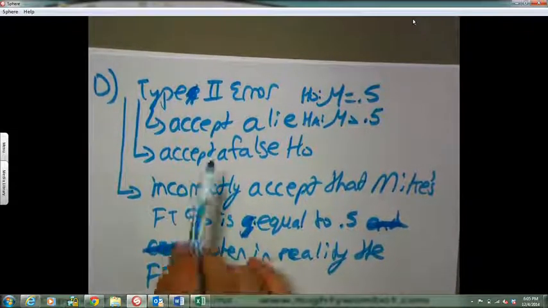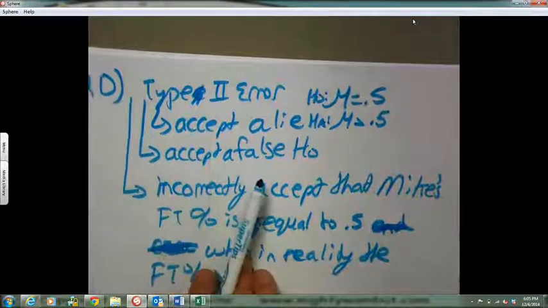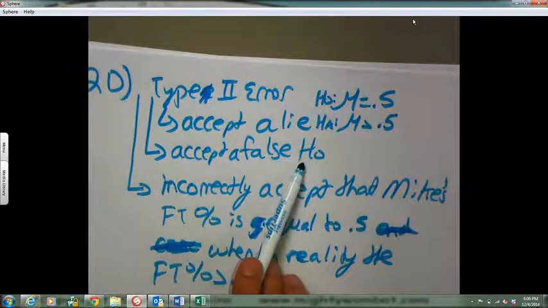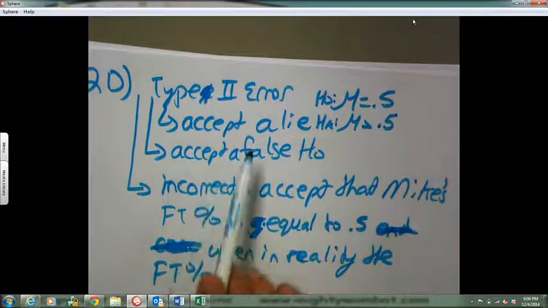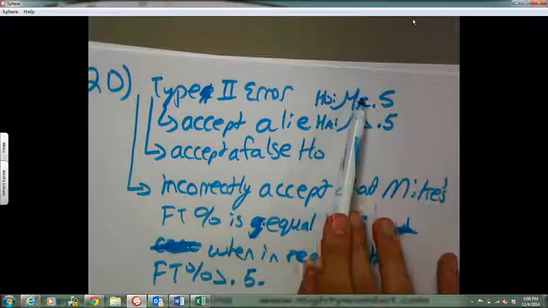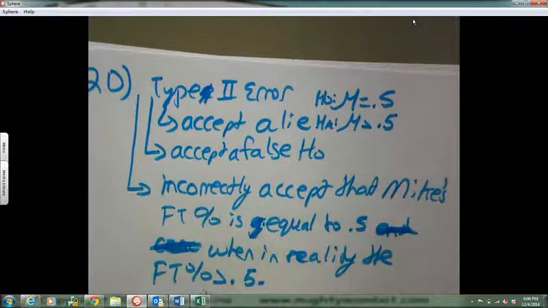So type 2 error is accepting a lie, right, or accepting a false null hypothesis. In this case, it is incorrectly accepting that Mike's free throw percentage equals 50%, when in reality the free throw percentage is greater than 50%.